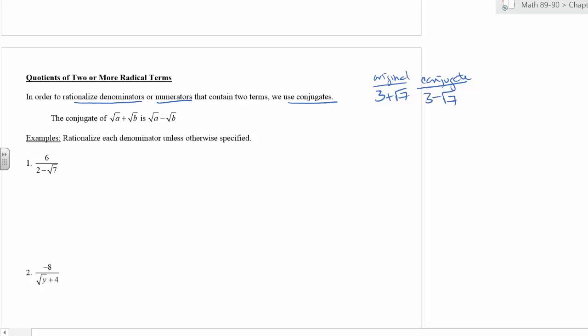Or if you had the square root of 7 plus the square root of 5, then the conjugate would be the square root of 7 minus the square root of 5. So again, you just fix the first term, change the sign on the second term. That's what a conjugate is.